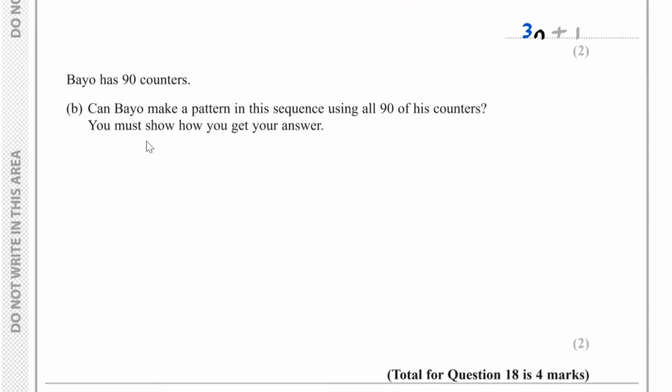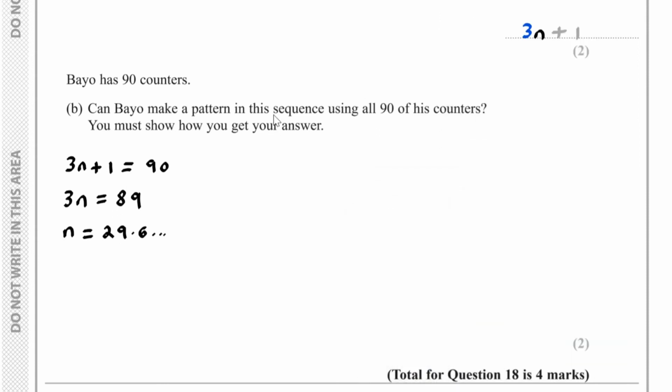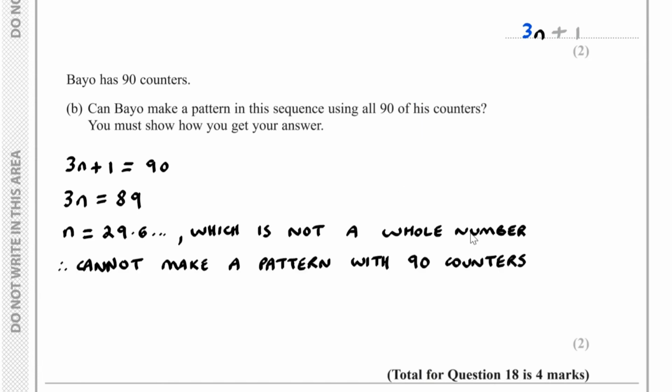And then for part B, Bio has 90 counters. Can Bio make a pattern in this sequence using all 90 of his counters? You must show how you get your answer. Well, I've got my nth term, 3n plus 1, and if I set this equal to 90, we can see if n gives a whole number. So 3n is 89, and therefore n is equal to 89 divided by 3, which is 29.6, etc. This is not a whole number, and therefore he cannot make a pattern with 90 counters.